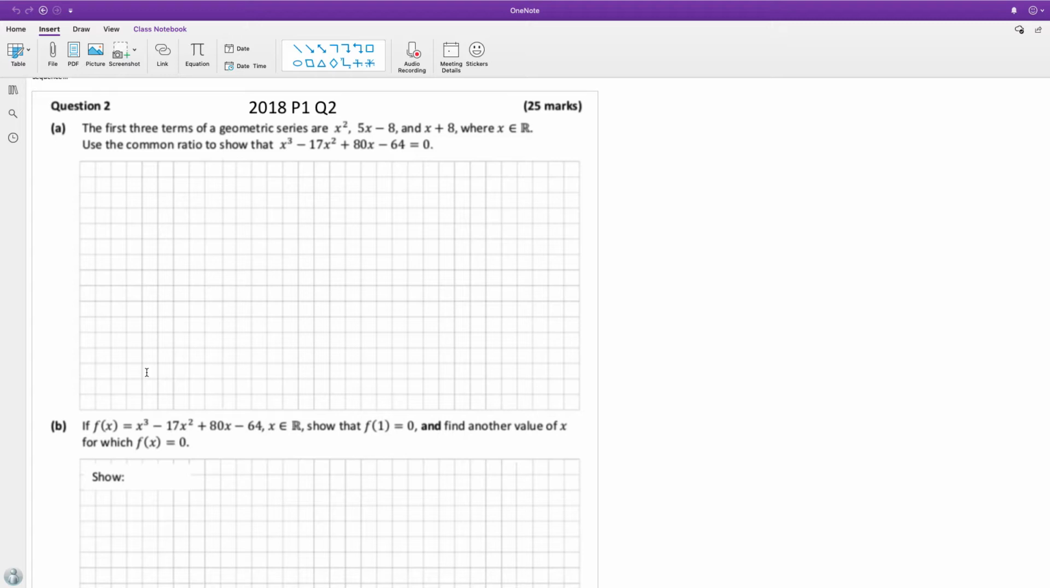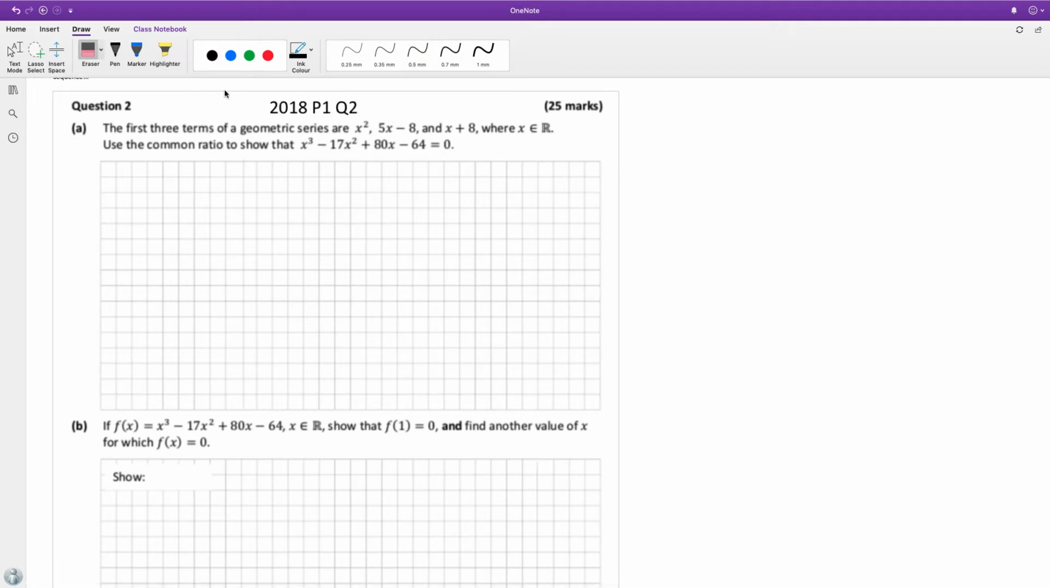Right, so the first three terms of a geometric series are x squared, 5x minus 8, and x plus 8. So we said that T2 over T1 is equal to T3 over T2. So that is T2, 5x minus 8, over x squared is equal to T3, which is x plus 8, over T2, which is 5x minus 8.